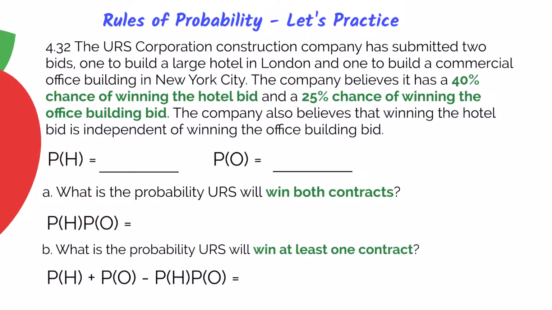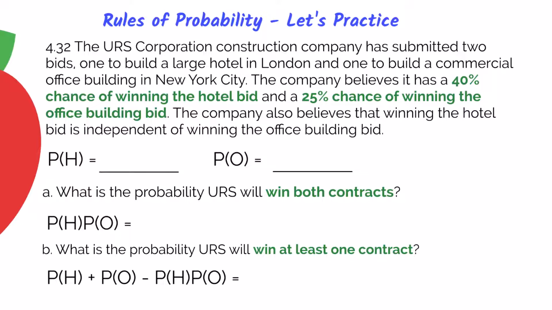To wrap this up, let's practice some of these rules of probability together. The URS Corporation Construction Company has submitted 2 bids, one to build a large hotel in London and one to build a commercial office in New York City. The company believes it has a 40% chance of winning the hotel bid and a 25% chance of winning the office building bid. The company also believes that winning the hotel bid is independent of winning the office building bid.